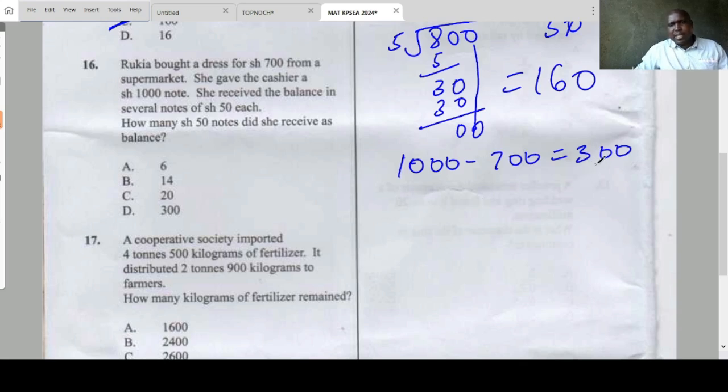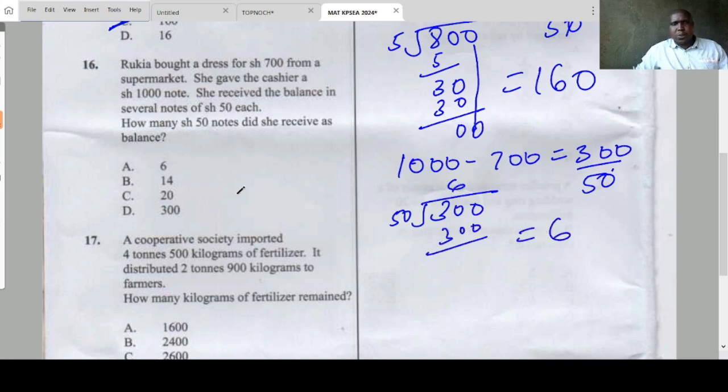Rukia received a balance of 300 shillings, but in 50 shilling notes. So you divide by this, 300 divided by 50. Take 6, which is 300. So there are 6 notes of 50.